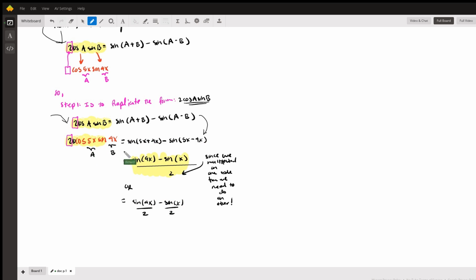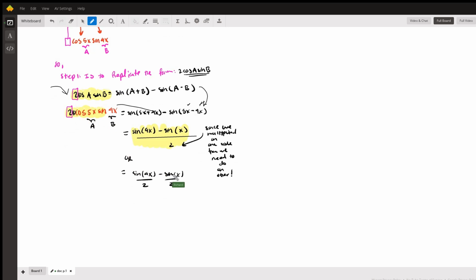And so A is 5x, right? So we're going to plug that in here: sine of 5x plus our B, which is going to be 4x, is going to be right there. So when you add that together, you have sine of 9x minus sine of A minus B. Remember that A is 5x again, minus 4x. And so you're only going to be left with sine of x, right? Because 5x minus 4x is x. So then we put that together to be sine of 9x minus sine of x.